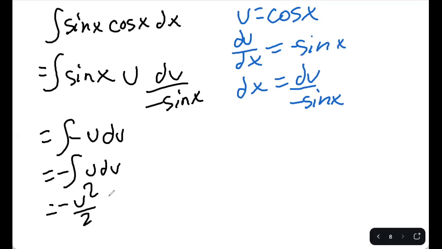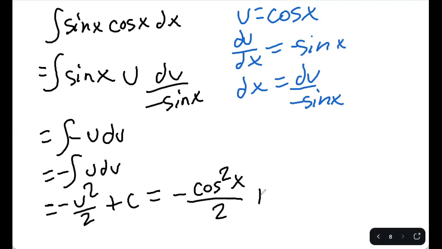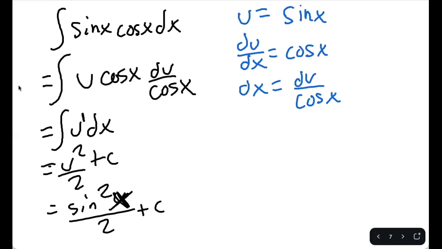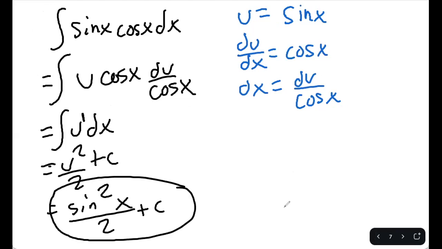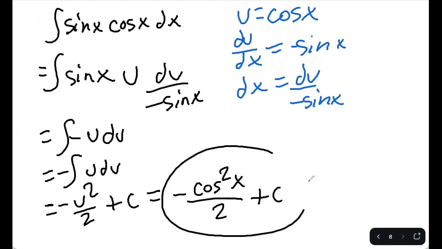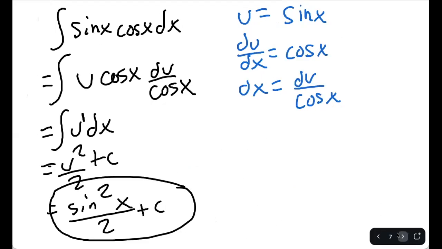And the interesting thing here is that u is different. So when I plug u in, I get negative cosine squared x over 2 plus c, right? Wait, what? That's weird. This gave a different answer. I'll make this a little neater, but they're different. How do we have two different answers to the same question? That's really strange.